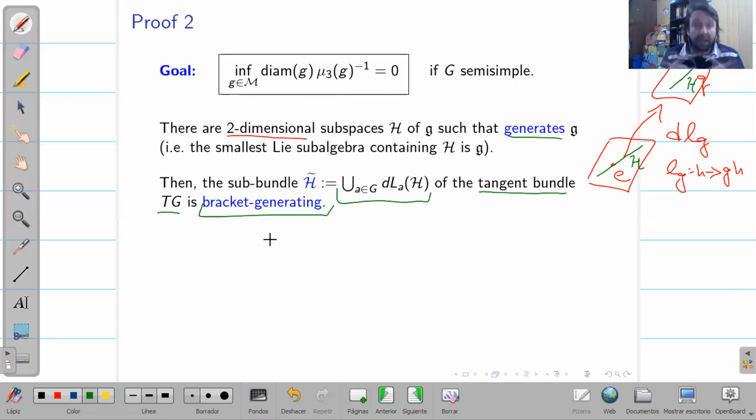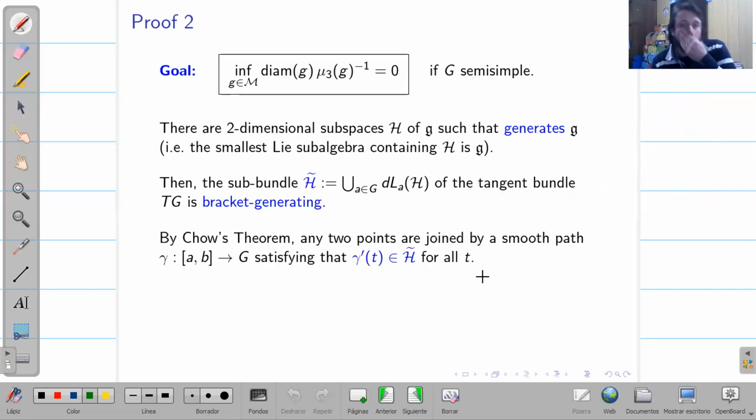Bracket generating for subbundles means that if you do the Lie bracket between elements in this subbundle, and then the Lie brackets between the resulting ones and the new ones, and then again Lie bracket and so on, and you span these subspaces, this gives you the whole tangent bundle. Okay, this means bracket generating in this situation. That's why we call a subspace of G bracket generating if it generates G as a Lie algebra. This is equivalent for left-invariant sub-Riemannian structure.